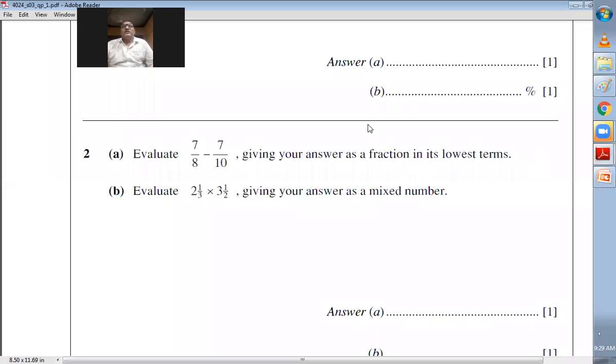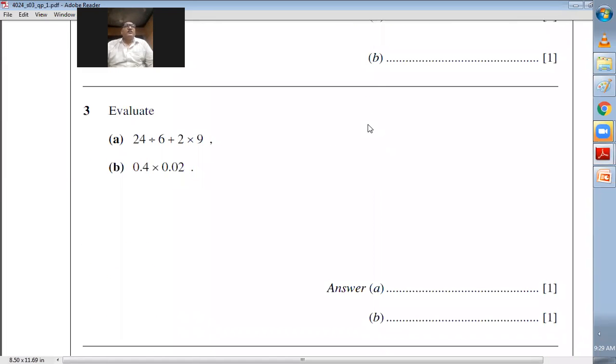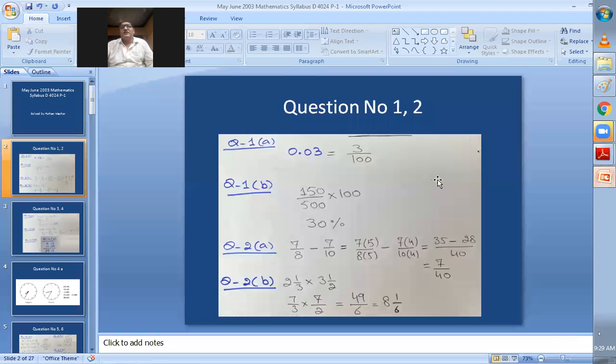So next question coming up on your screen is question number 3. And in the question number 3, you see 24 divided by 6 plus 2 multiply 9. Remember, always first of all, you will do the multiplication and the division, and after that, you will do the addition, operation of the addition. So the next B part is 0.4 multiply 0.002. So let's see how we have done the question number 3.